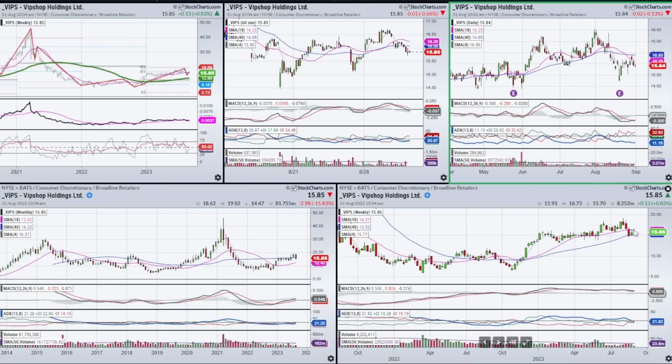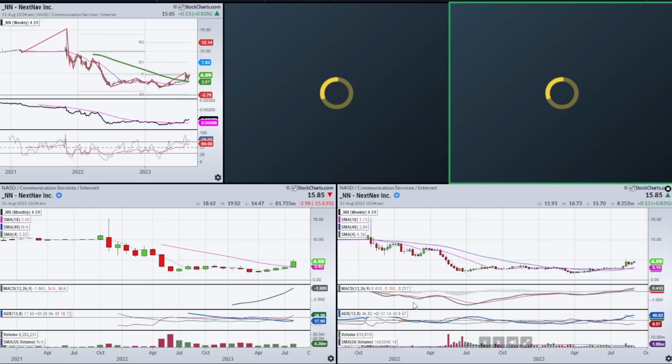That would be recrossing the 18-week, clearly getting back above the 40-month and then getting back above the 40-day. So something to be on the lookout for. But I have a feeling it's just going to kind of hang around in here and channel sideways in the near term, just because there's not a whole lot of momentum right now.